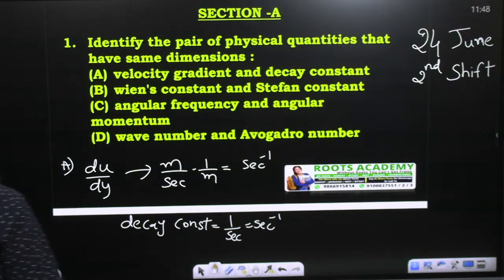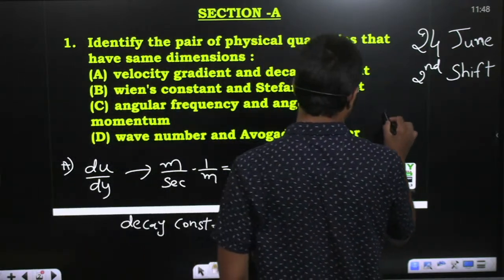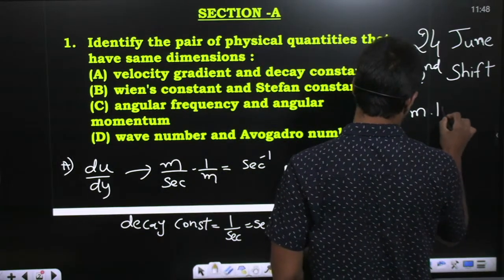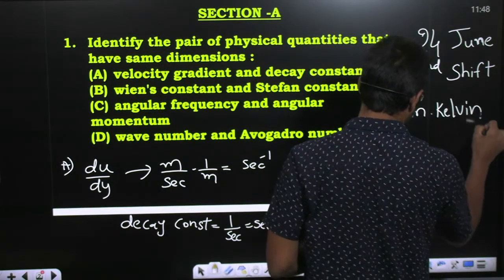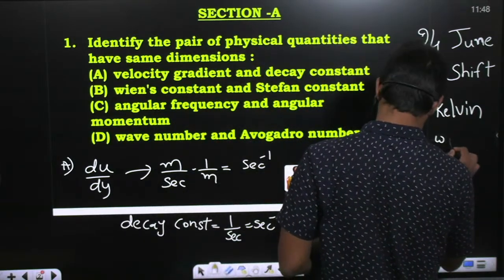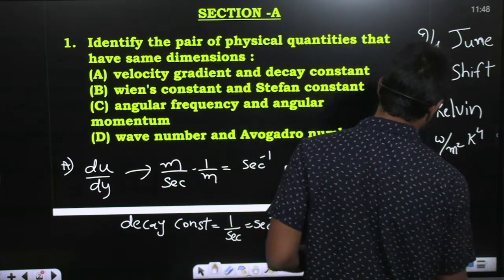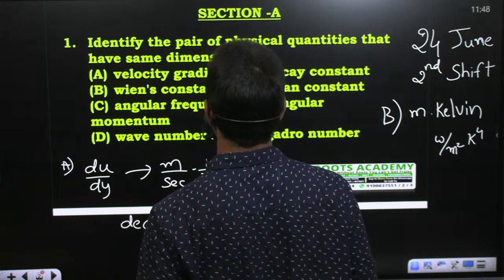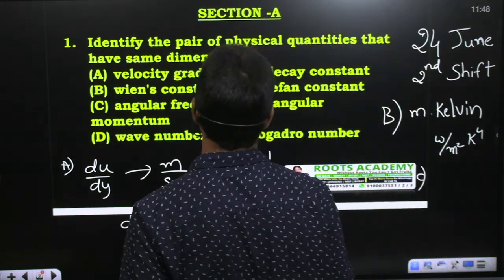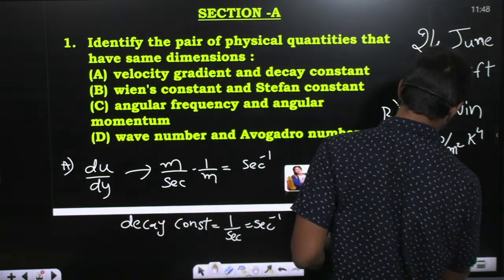Even so, let's look at the other options. What are the units of Wien's constant? The unit of Wien's constant is meter Kelvin, and the unit of Stefan's constant is watt per meter square Kelvin power 4. So we can make out that those two don't have the same dimensions. And how about angular frequency? We can get it as radians per second.